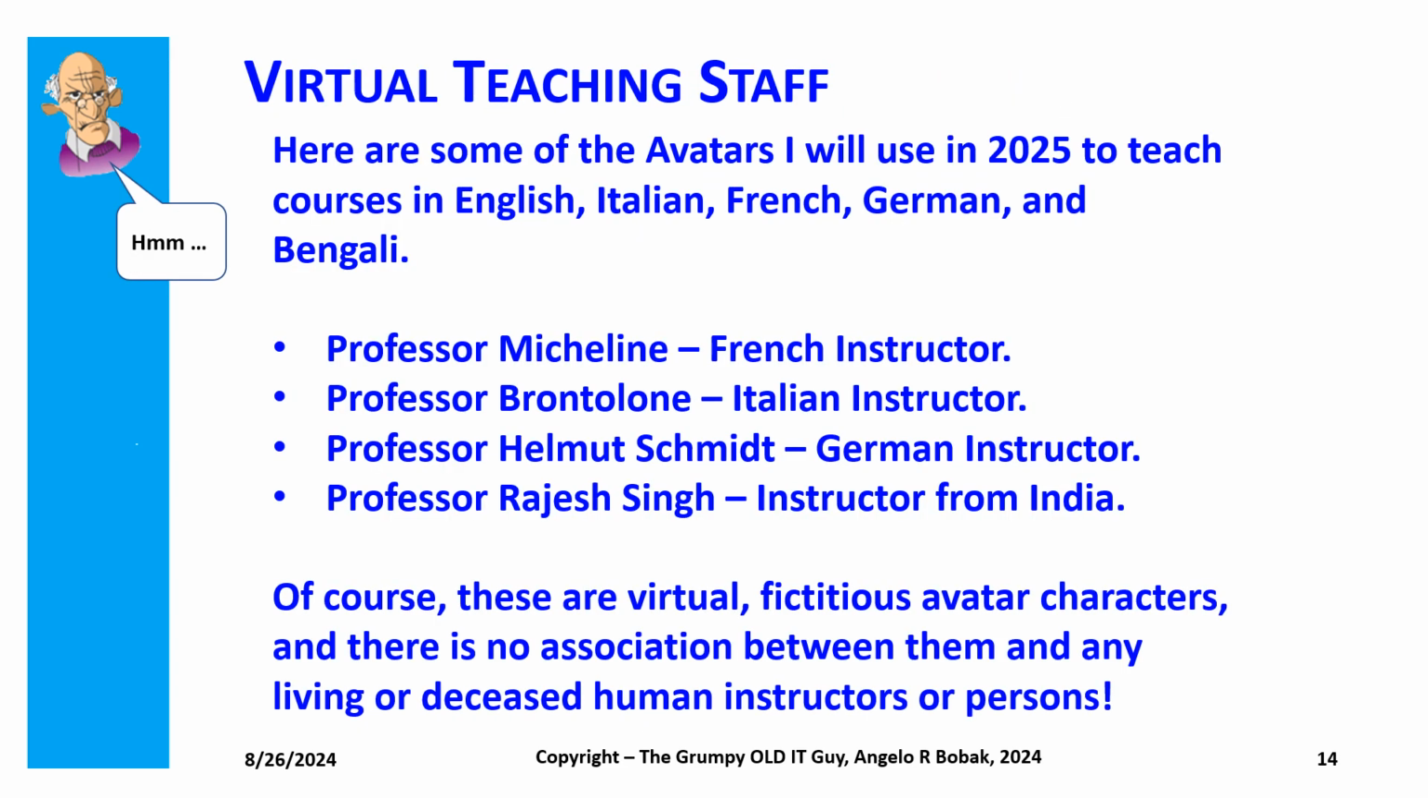Here are some of the avatars I will use in 2025 to teach courses in English, Italian, French, German, and Bengali. Professor Micheline, French instructor. Professor Brontalone, Italian instructor. Professor Helmut Schmidt, German instructor. Professor Rajesh Singh, instructor from India. Of course, these are virtual, fictitious avatar characters, and there is no association between them and any human instructors or persons.